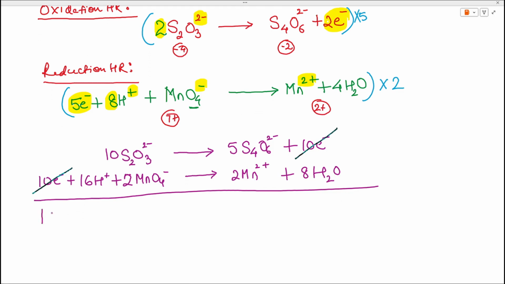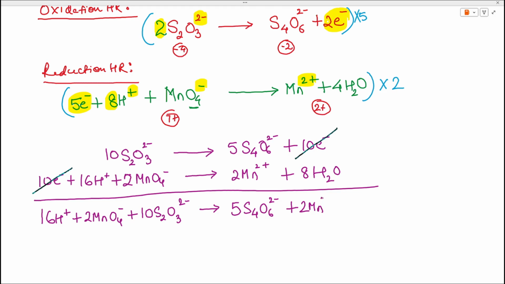So we have 16 H positive plus 2 MnO4 with a negative charge plus 10 S2O3 with a 2 negative charge, and this gives us 5 S4O6 with a 2 negative charge plus 2 Mn 2 positive plus 8 H2O. So this is our balanced chemical equation in acidic medium, just because it has these H positive ions in the final equation. We can also check if we have done it correctly or not.